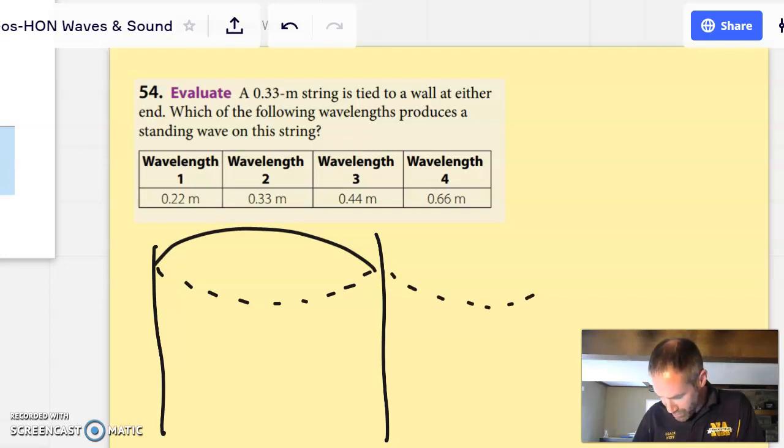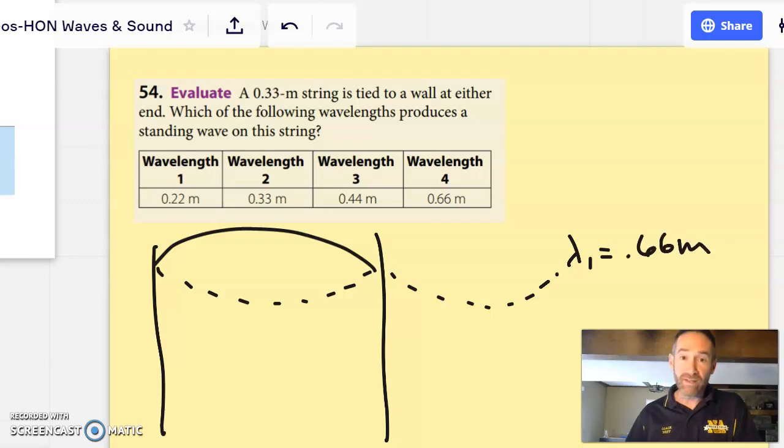And if I wanted to show you the rest of the wave, I would show you over here. So you can see that this is my fundamental wavelength, and it's 2 times the length of the string, or 0.66 meters. I don't know what the wave speed here is, so I don't know what the frequency is, but whatever that frequency would be, I'd call it F1. Now, similar thing, I could have half of that.